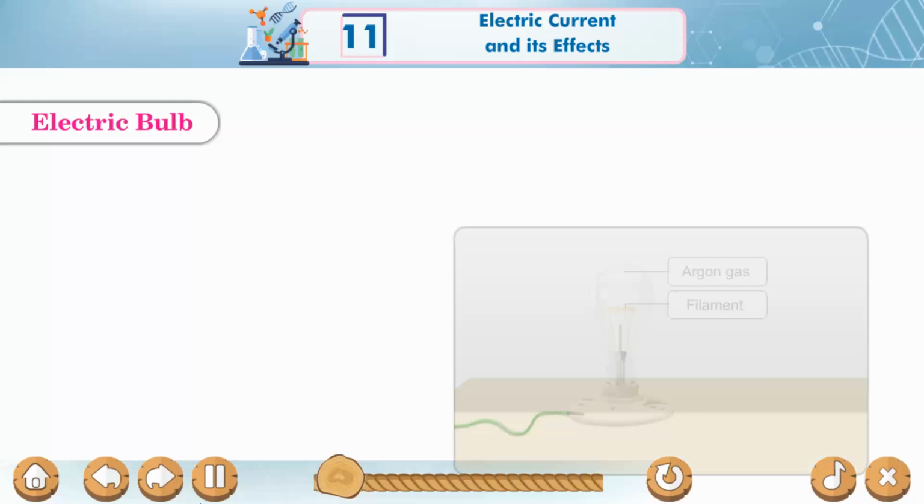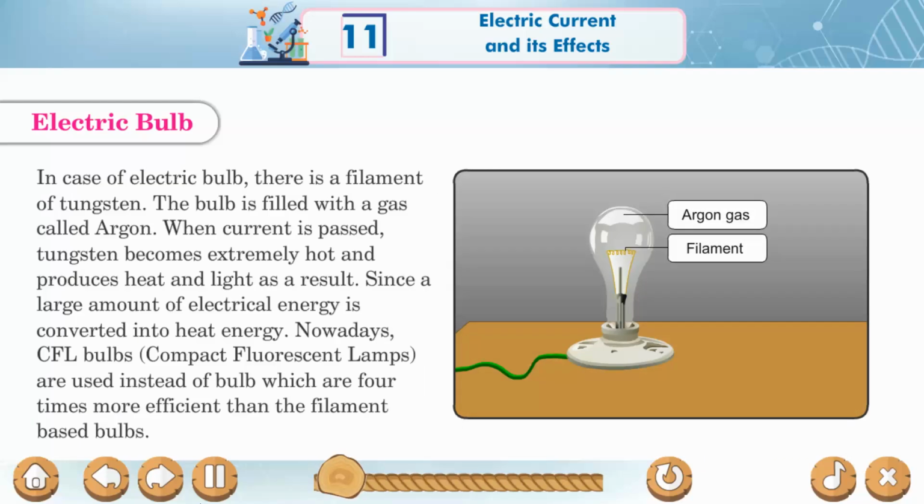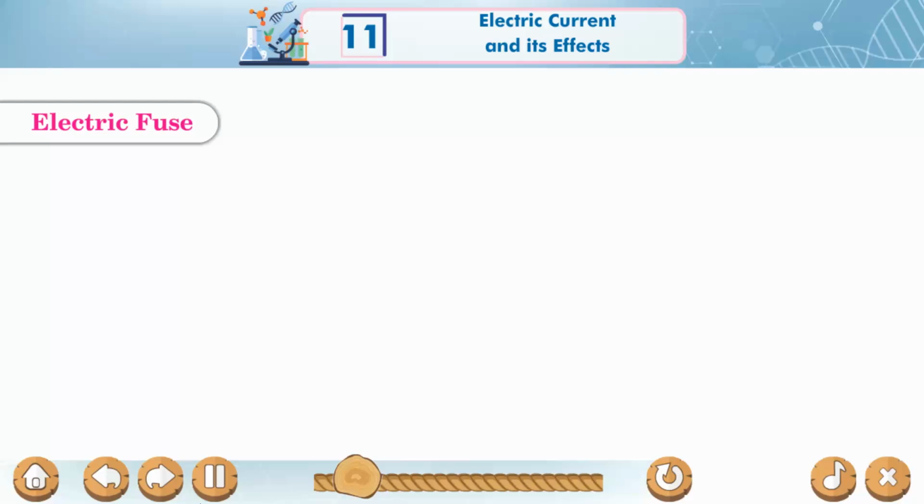Electric bulb. In the case of an electric bulb, there is a filament of tungsten. The bulb is filled with a gas called argon. When current is passed, tungsten becomes extremely hot and produces heat and light, since a large amount of electrical energy is converted into heat energy. Nowadays, CFL bulbs, that is compact fluorescent lamps, are used instead of filament-based bulbs, which are 4 times more efficient.